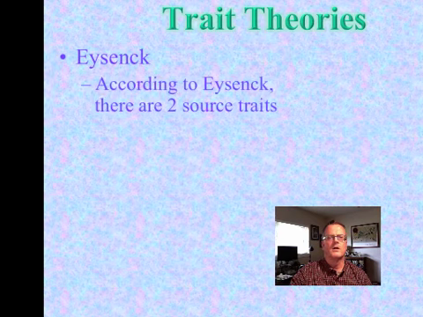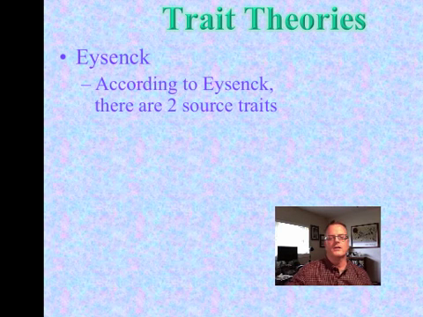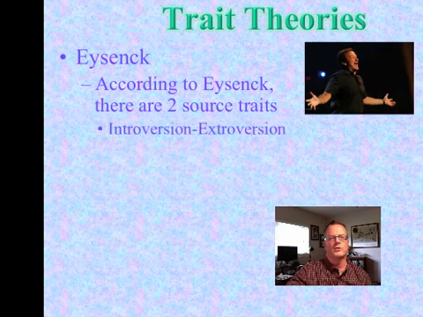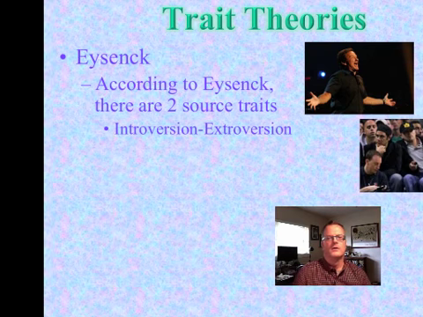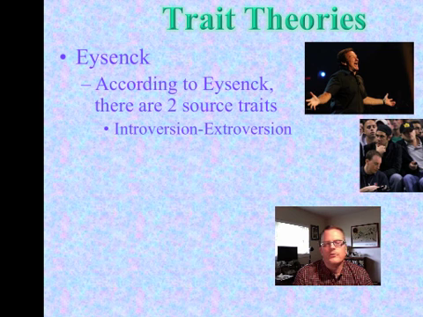Okay, something else he put together. In terms of personality factors or traits, instead of 16, Eysenck thought that there were 2 critical traits. First, introversion, extroversion. This is something he took from Carl Jung. Carl Jung was the first to identify this.